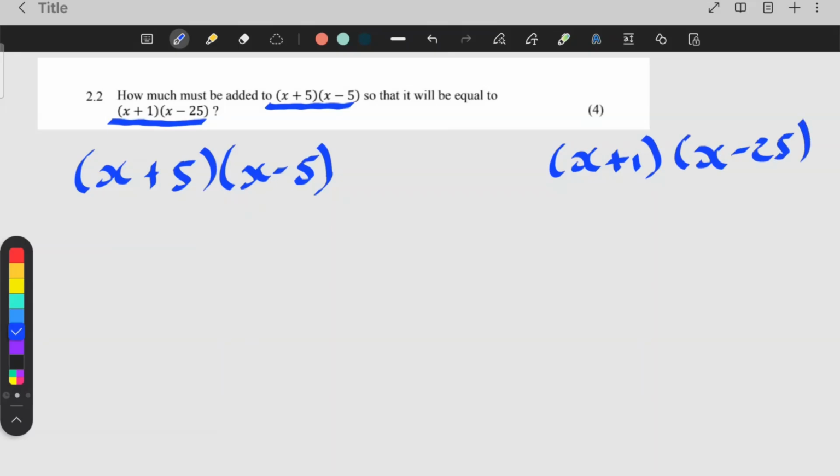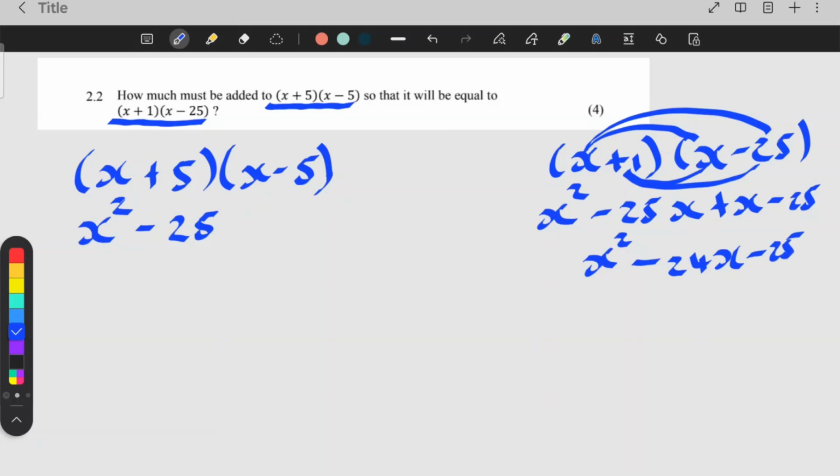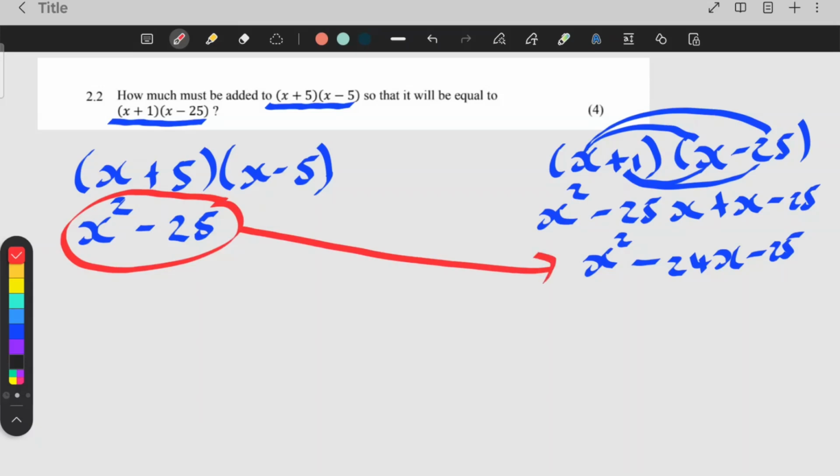Okay, so how I'm going to do it is, I'm going to multiply out both. This is the difference of 2 squares. This will give me x squared minus 25. This side is not the difference of two squares. So this times this is x squared. That times that is minus 25x. That times that is x. That times that is minus 25. If I add the like terms, it's minus 24x minus 25.